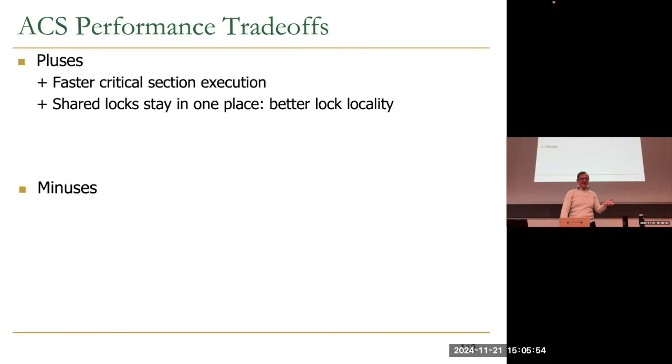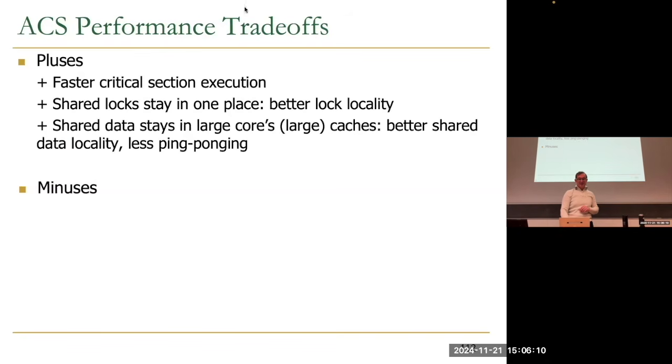The other benefit I already said, shared locks stay in one place, so you get better lock locality. That's actually a big benefit, and we demonstrate it in the paper. Once you read the paper, you will see that some benefit comes from making the critical section faster. Some other benefit comes from actually keeping the shared locks and also shared data in the large core's caches. You get better lock locality, better shared data locality, less ping-pong. Yes.